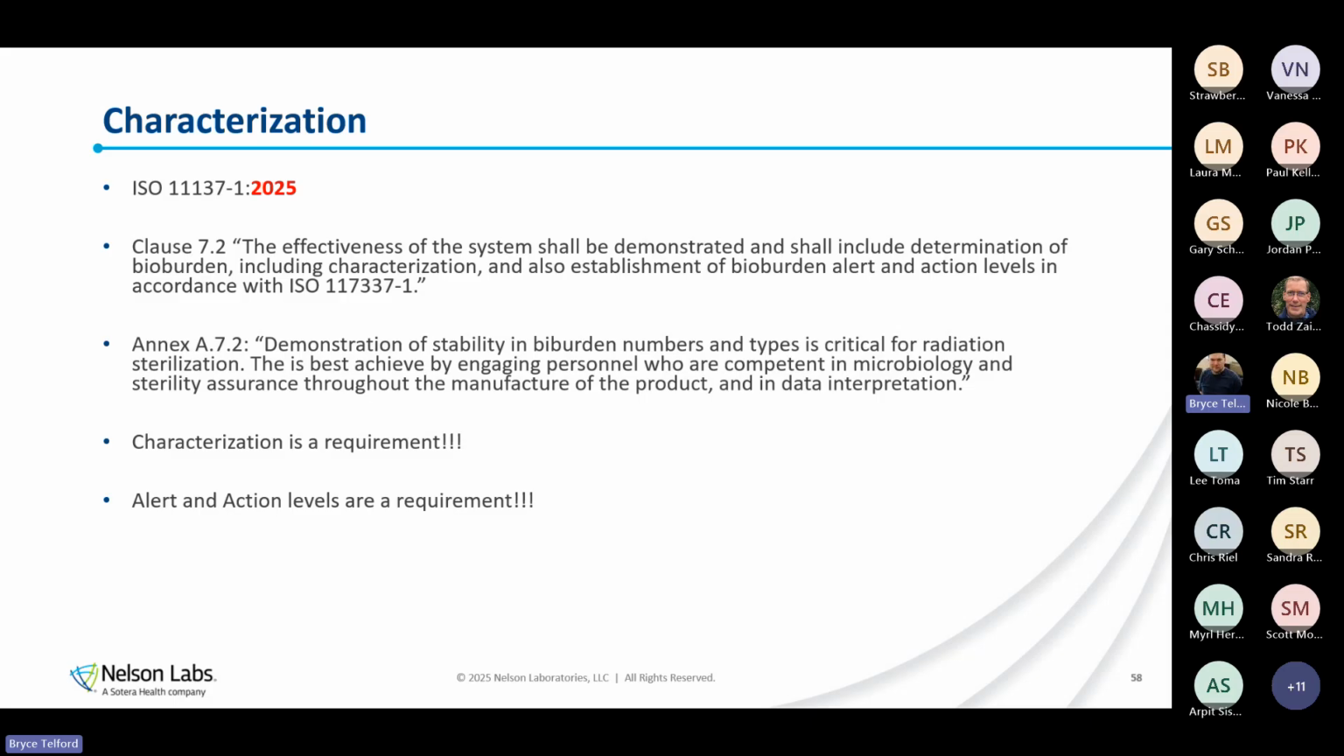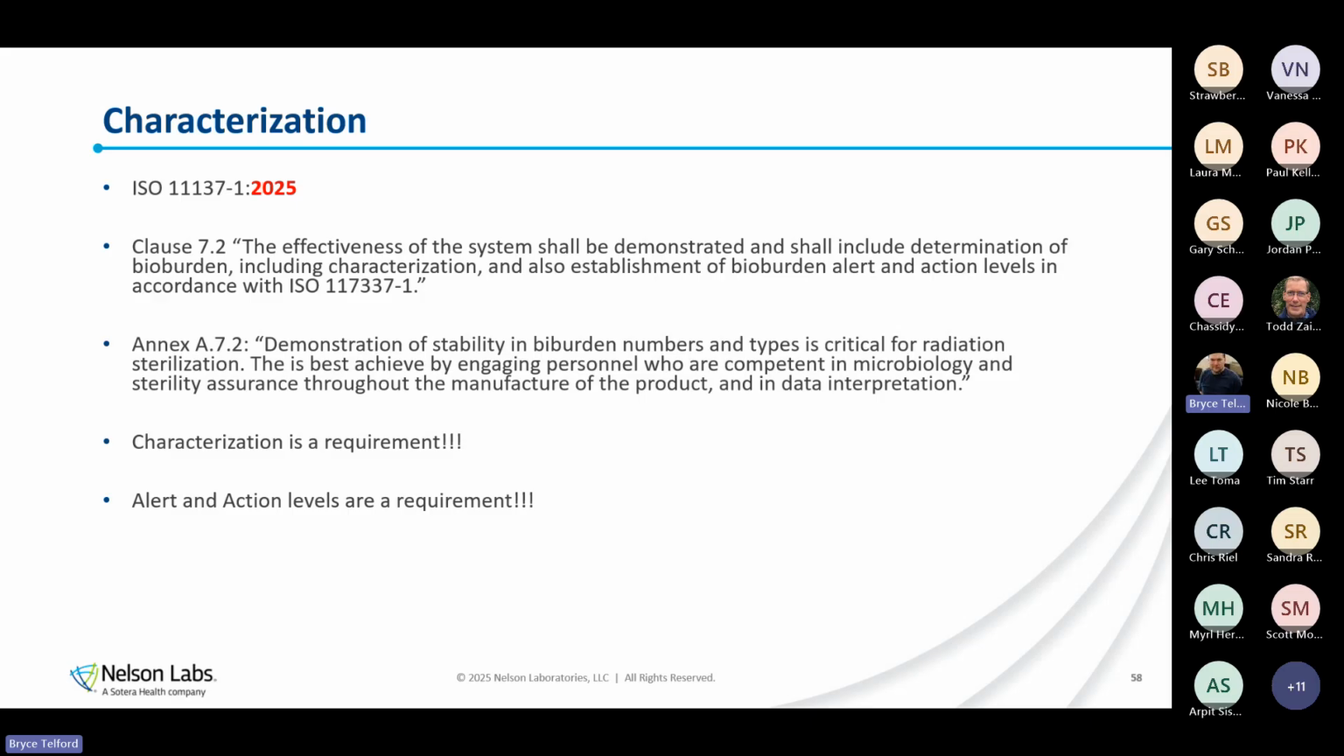Now, there is not a set way to set alert and action levels. Nelson Laboratories does have some additional guidance on the Sotera Health Academy that you can take a look at. It's also a consulting service that we offer. But setting your alert and action levels is really going to be based on your product and your sterilization. I'm going to want to set much tighter alert and action levels for a bioburden-based sterilization than I am for an overkill-based sterilization. I also am going to want to set tighter bioburden alert and action levels, maybe depending on how I set my bioburden-based method.